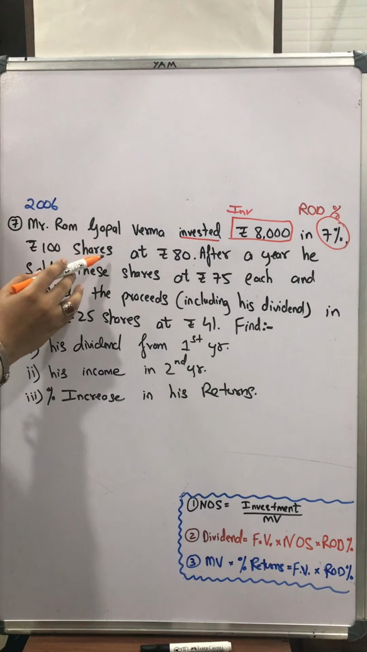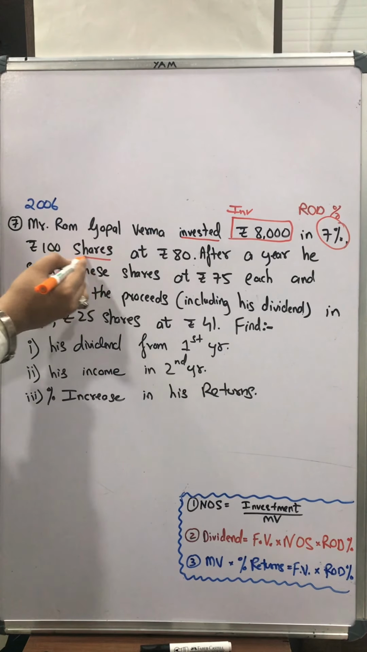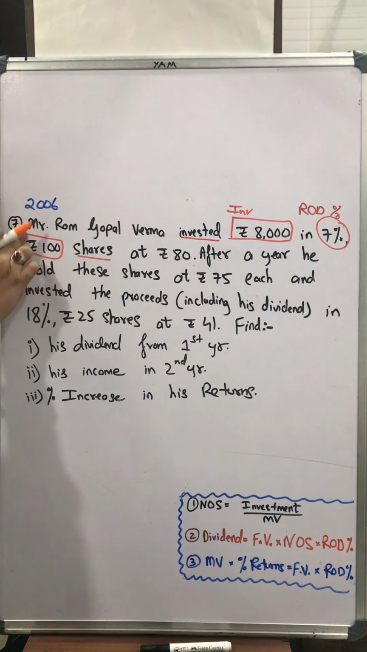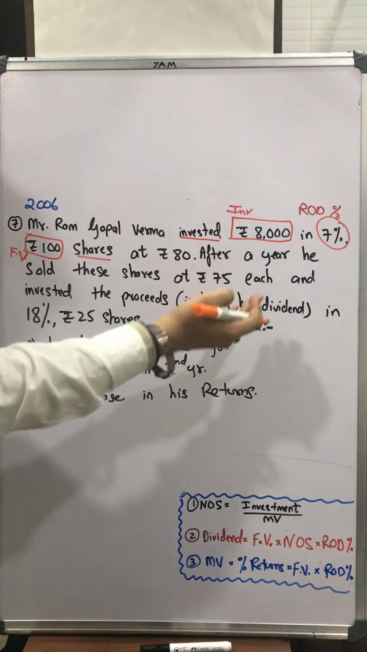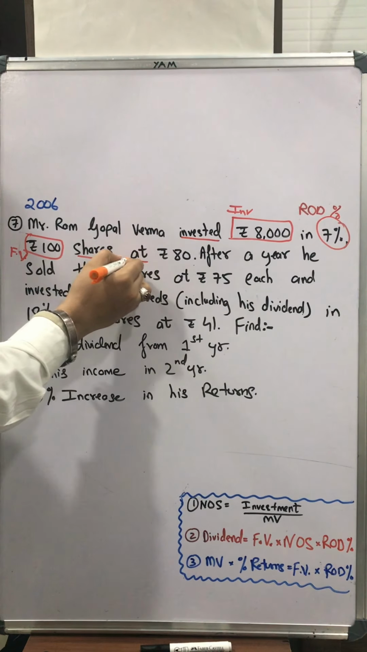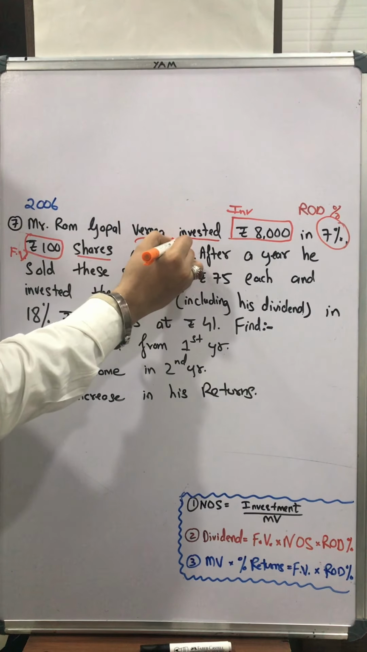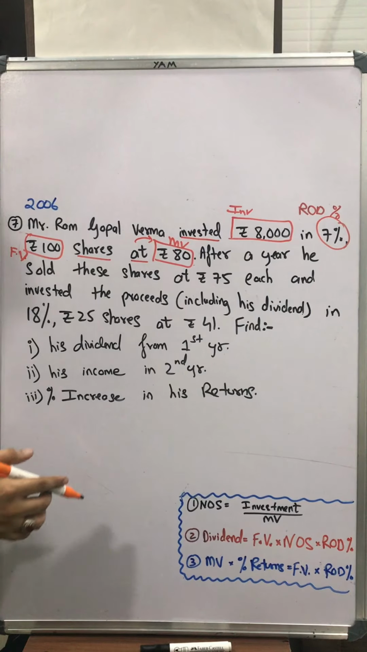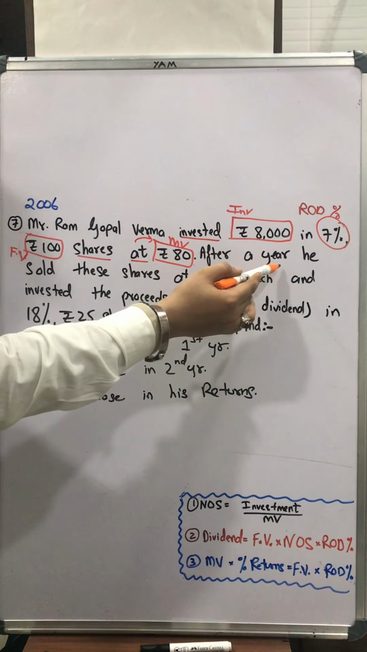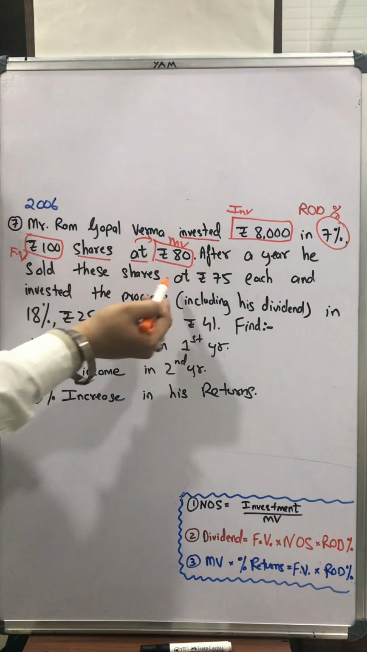Rupees 100 shares. Just before the word shares, we have an amount, and this amount has to be face value. Okay. At rupees 80. So whenever after the word at we have any amount, that acts as the market value. After a year, he sold these shares.